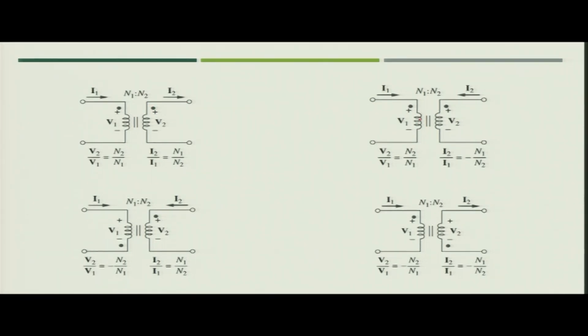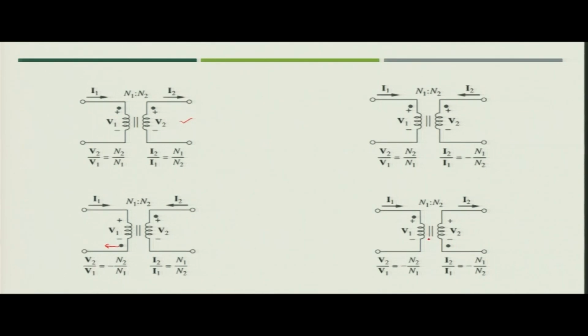In the second case, the transformer voltage polarity is the same, that is why V2 by V1 is equal to N2 by N1. The direction of current is changed, that is why I2 by I1 now becomes minus N1 by N2. In the third figure, you see the polarity of voltage is changed, that is why V2 by V1 will become minus N2 by N1. Current will be I2 by I1 equal to N1 by N2. Why? Because one is going inside the dotted terminal and the other is coming outside of the dotted terminal. So, your I2 by I1 will become N1 by N2, the same as we saw in the first figure.